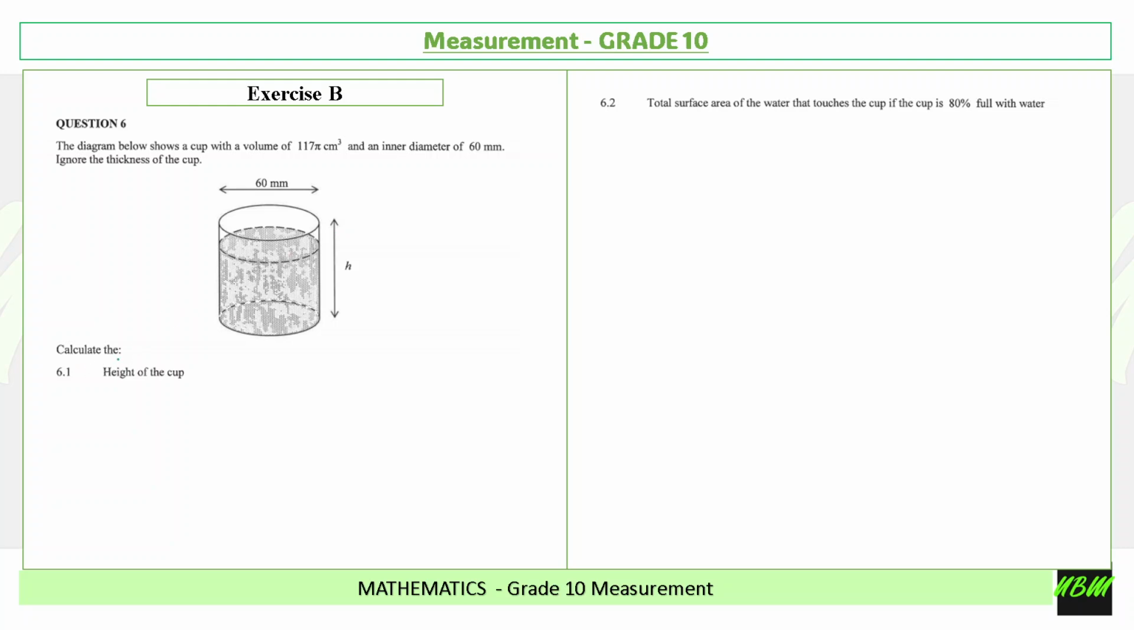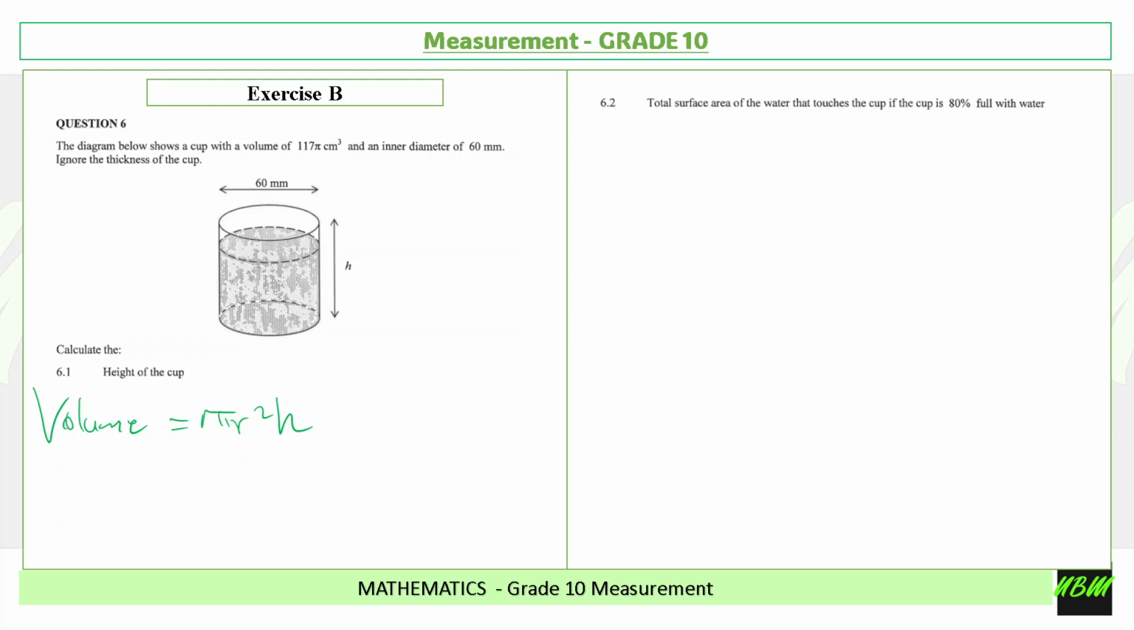Now 6.1, we have to calculate the height of the cup. We have the volume, we have the diameter. We have to calculate the height of the cup. So firstly, let's use the volume of a cylinder. The volume of a cylinder is given by pi r squared h, pi r squared times h.